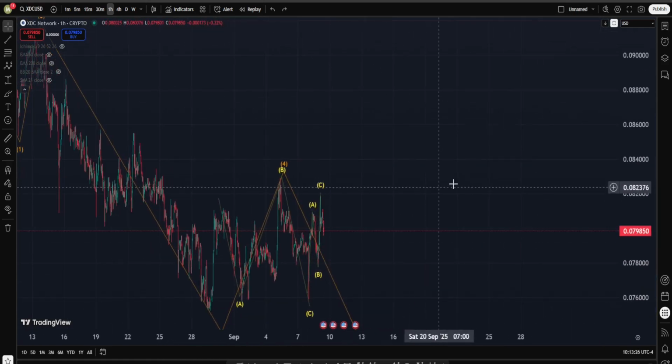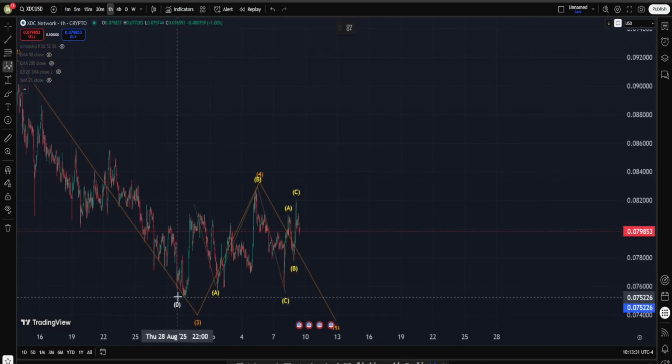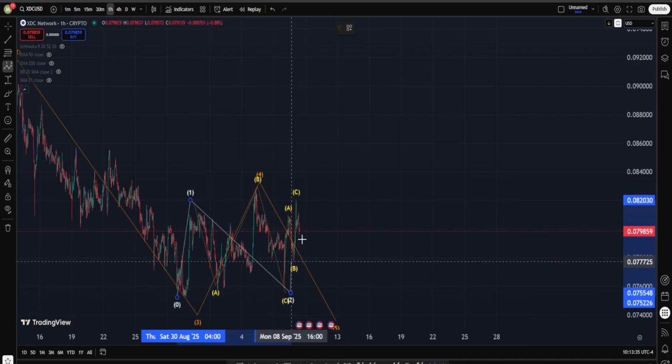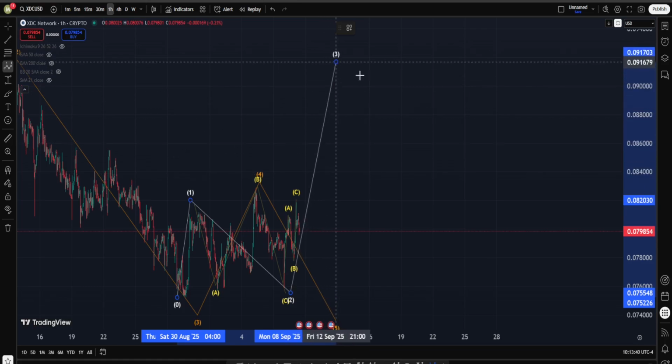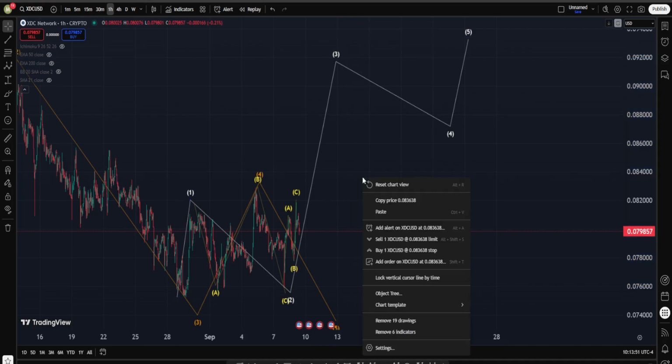So maybe I am wrong, and the bottom in XDC is actually in, and on a higher degree, this is 1, this is running flat into wave 2, and the current move that we are having is a beautiful bull run setup into a huge wave 3 and 4 and 5. This scenario can absolutely be in play, and in the interest of being 100% objective, I am going to keep this thing in the back of my mind.